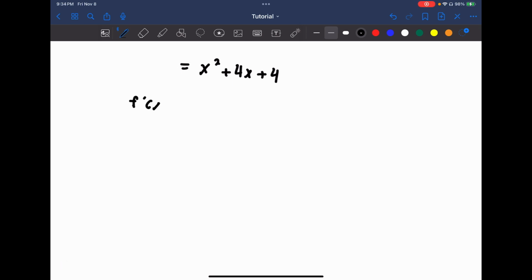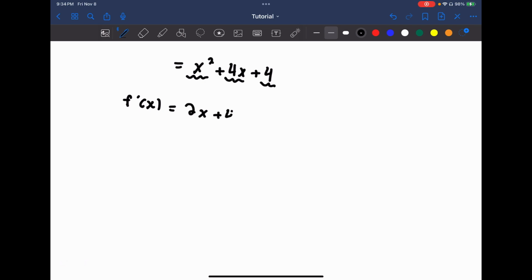So f prime of x, this is also equivalent to y prime or dy over dx. This is another notation for the differentiated function, if you remember. So now we can differentiate these three terms. So the power rule applies to the first term, which is 2x. And now the second term, so it's 4x.